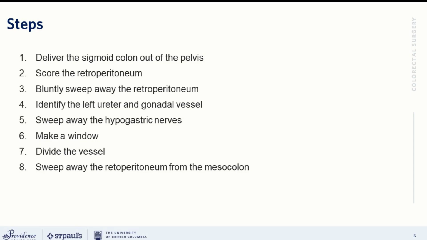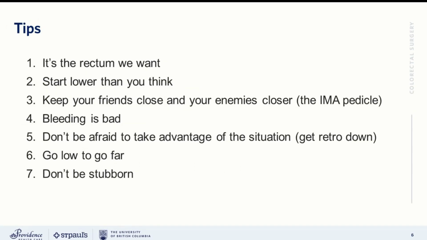What I'm going to show you are some of the tips and tricks that I've learned over the last 2 years from my fellowship. The first is that it's the rectum that you want, so you really have to deliver all the sigmoid colon out of the pelvis. You need to start lower than you think. Consistently, when I started doing this, I would start my dissection higher than was probably the right plane. And you really want to be almost between or just above the right common iliac.